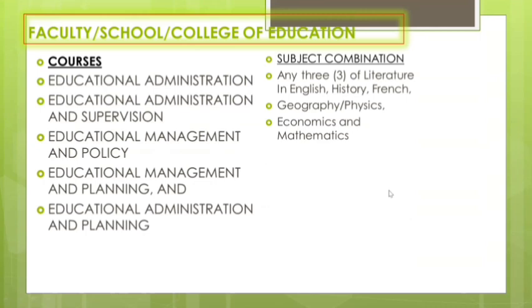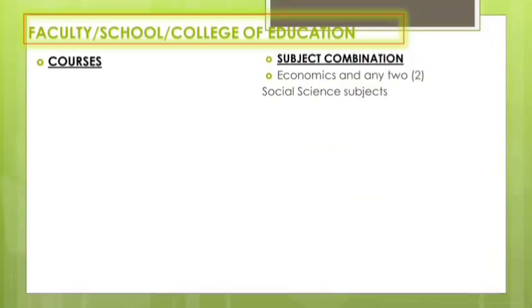You are to write any three of literature in English, history, French, geography or physics, economics, and mathematics. Just pick three subjects that you know you are good at from this listed subject, in addition to use of English, that is compulsory subject for all candidates. Let's look at other courses.